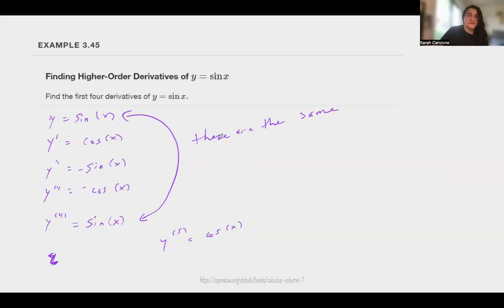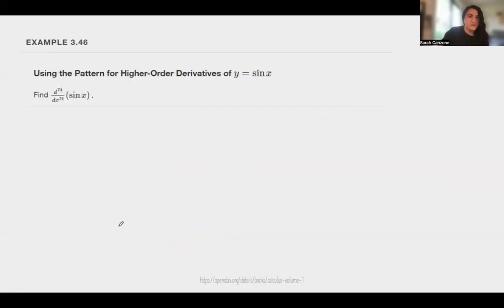So the first derivative is the same as the 5th derivative. The original function is the same as the 4th derivative, which is the same as the 8th derivative. And you can just continue going up like that. All right, so now let's compute the 74th derivative of sine.